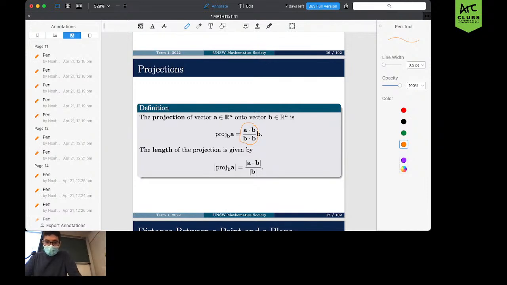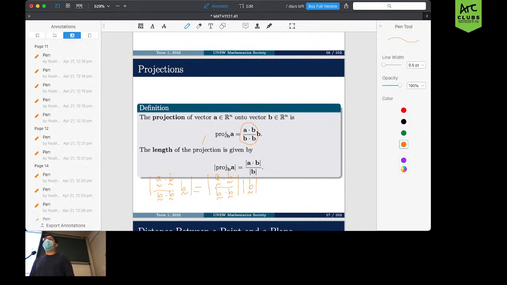Now the length of projection is given by that equation, and we can actually quickly derive this equation, just in case you forget it in an exam or something. So the length of the projection would simply be the length of A dot B on B dot B times vector B. And we can distribute the absolute value sign across our two components. So that would become the magnitude of A dot B all on B dot B times the magnitude of vector B.